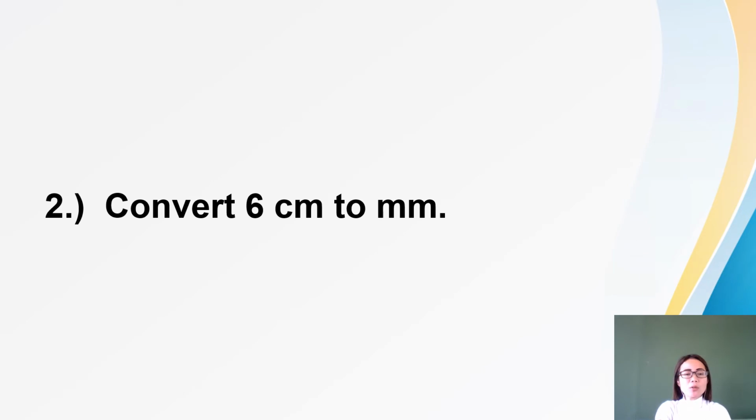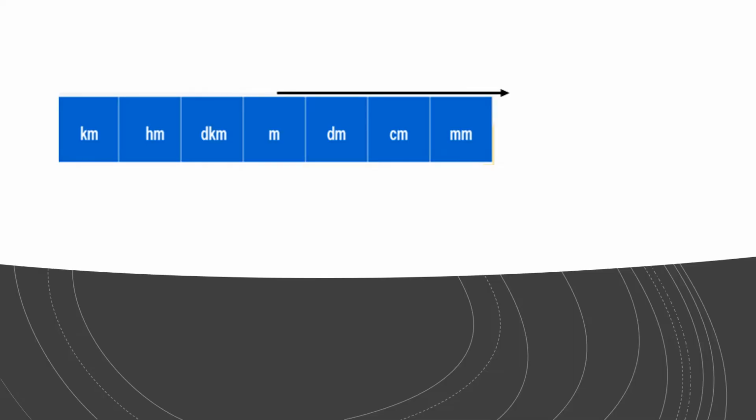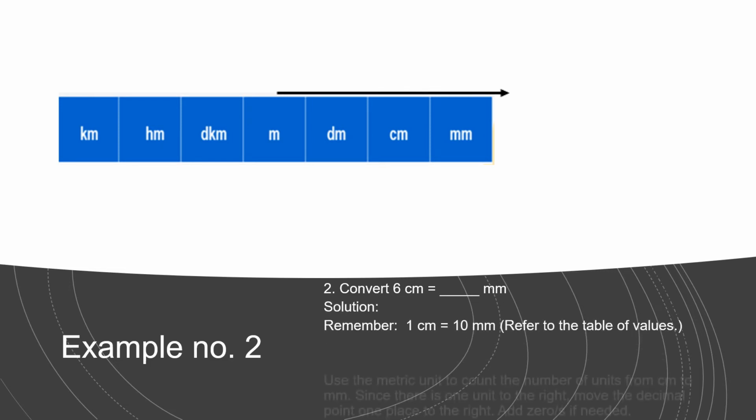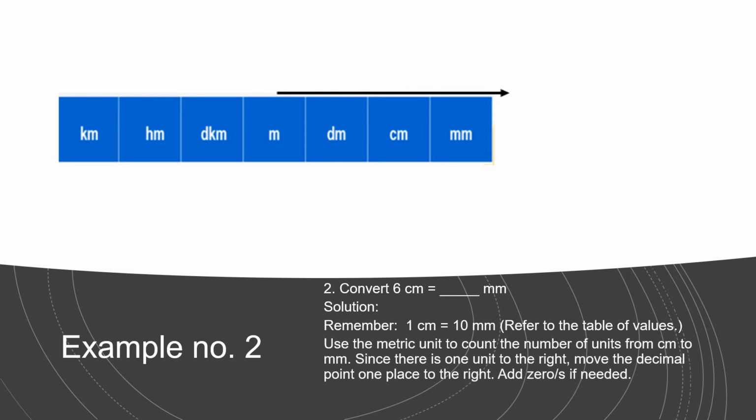Example number 2, convert 6 centimeters to millimeters. Solution. Remember, 1 centimeter is equal to 10 millimeters. Use the metric unit to count the number of units from centimeter to millimeter. Since there is 1 unit to the right, move the decimal point 1 place to the right.